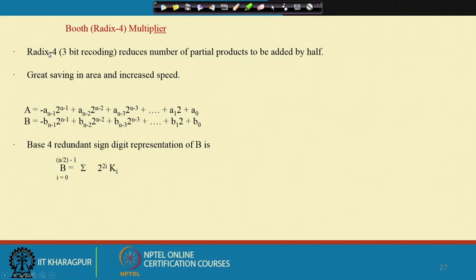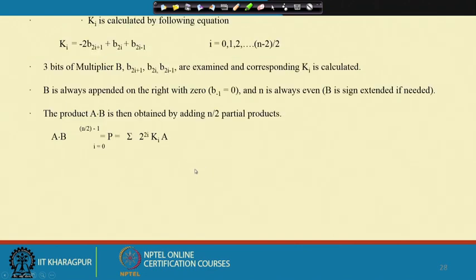So, how has it been recoded? It is basically based on this base 4 redundant signed digit representation of B. The corresponding value is calculated based on this. The position is like this: -2B(2i+1) + B(2i) + B(2i-1).